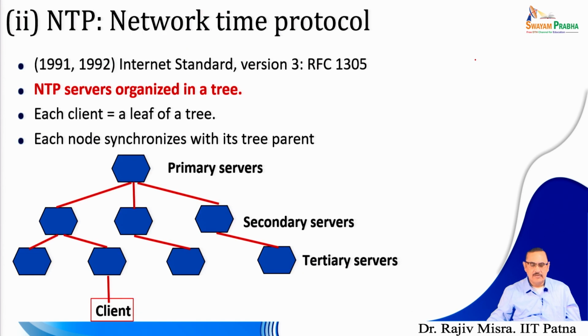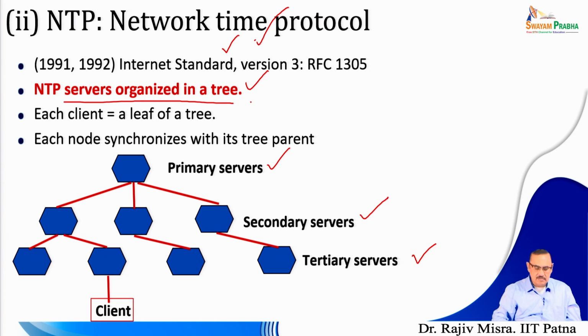All these things are explained here in Christian's algorithm. Now, let us see the next protocol, called Network Time Protocol, NTP, which is also based on external synchronization, and this is the internet standard. The internet uses this protocol. Network Time Protocol servers are organized in the form of a tree, where at the root there will be a primary server, then secondary time servers, then tertiary time servers, and then comes the client.